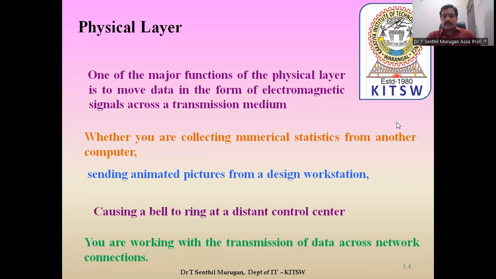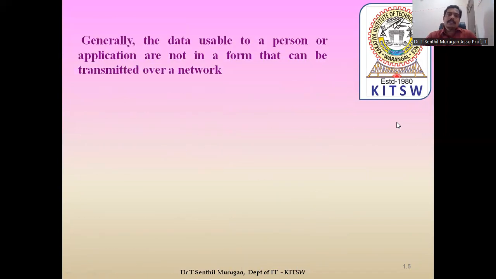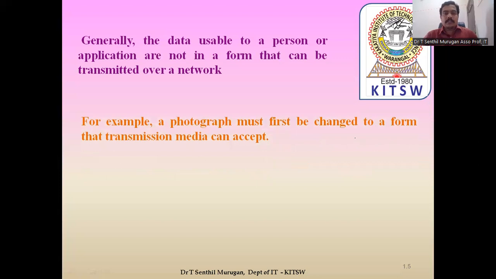So if you are working with the transmission of data across network connections, think about how you are sending the data. For example, if you are working in some industry, how will the information be sent there? When we, as users, send data, it is in a form not prepared for the network. It may be usable by a person or by an application, so the data is converted from its normal form to bits, which can be sent in the transmission medium. For example, if you take one photograph, can we transmit that same photo in the physical medium?